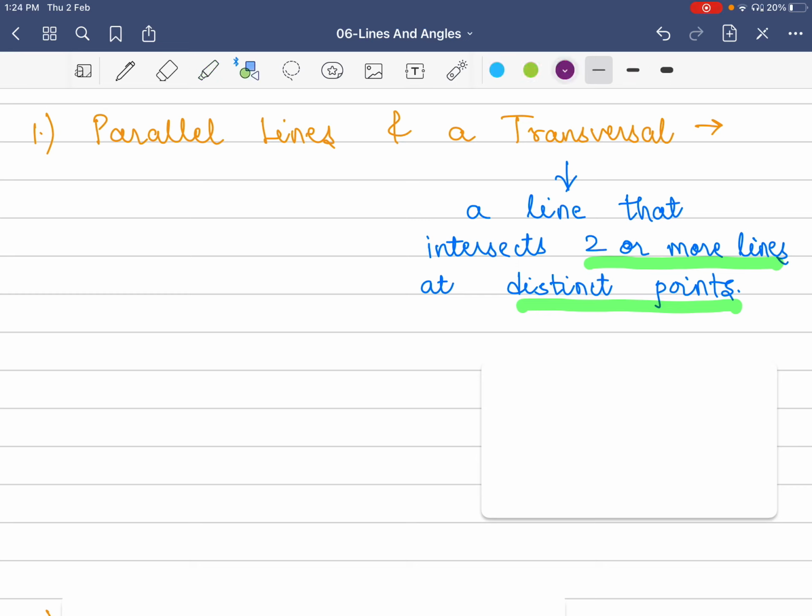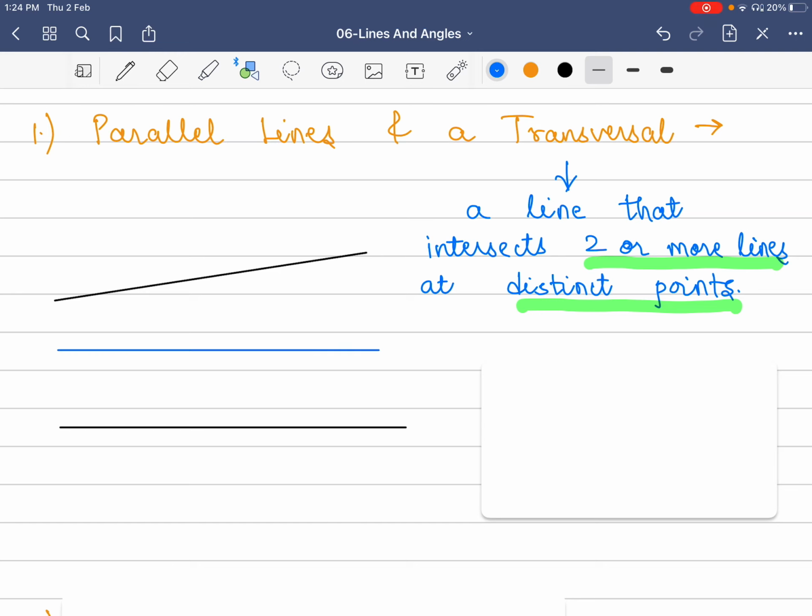Okay, so let's try to represent this visually. So for example, if this is one line, and if this is another line, then I'm going to draw a third line, which will be the transversal. A transversal should be a line that intersects two or more lines. So here I've taken two lines, but we can take one more. Let's say this is the third line. So a transversal will be a line that will intersect two or more lines at distinct points.